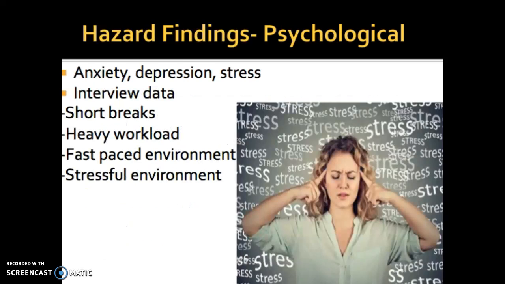Some other hazards that are presented in the data analysis sheet include psychological strain. This data was collected through employee interviews through the use of a questionnaire. Psychological hazards that cause employees to become stressed, depressed, or anxious in the machine shop include having short breaks, a consistent heavy workflow, and working in a fast-paced environment. All of these factors create psychological stress for employees for working in such an environment.